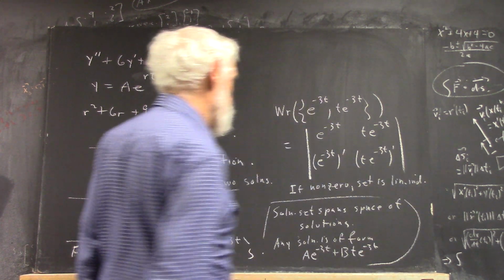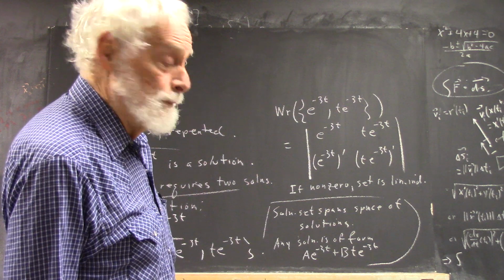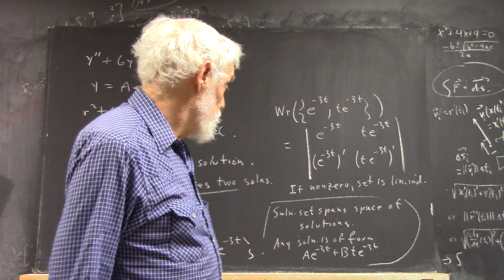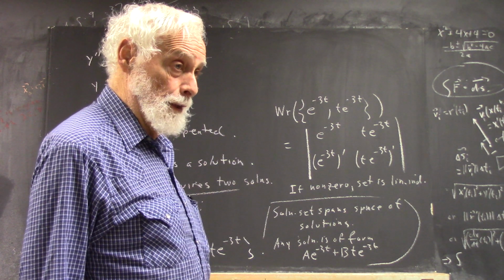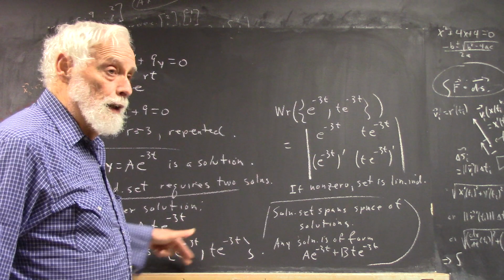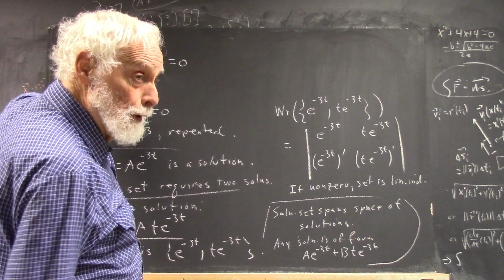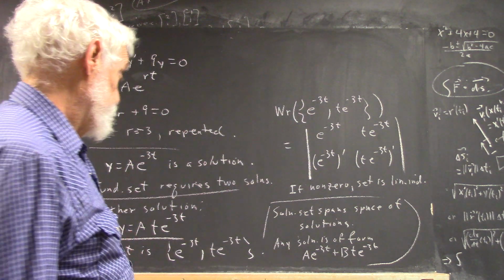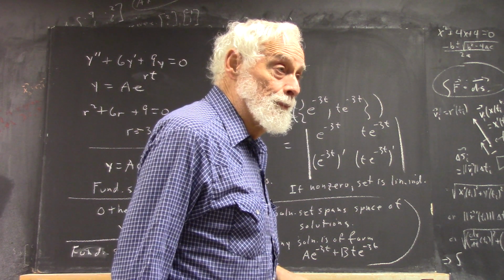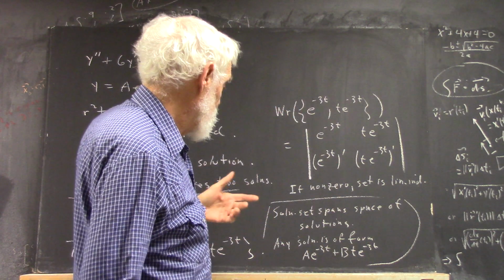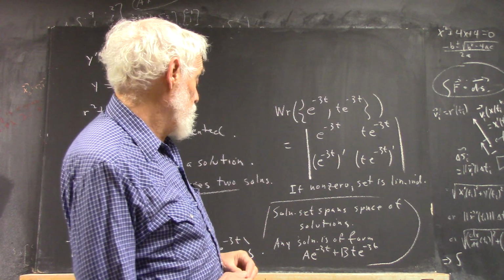If it's non-zero, the set's linearly independent. And in that case, the solution set spans the space of solutions, because your solution set has a number of solutions that's equal to the degree of the equation. And you have to sort all that out, but read it. It's not hard to understand. Okay, maybe a little hard to prove, but not hard to understand.